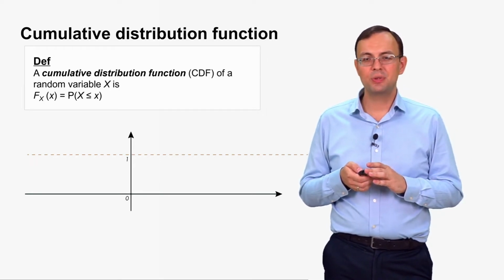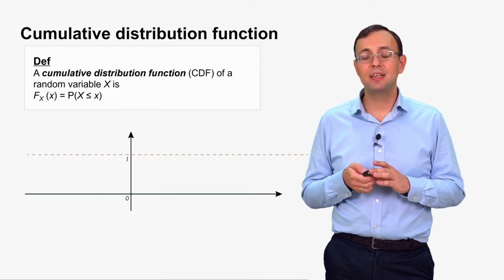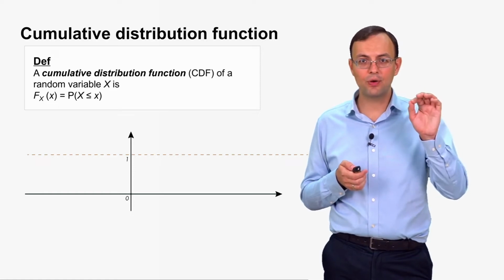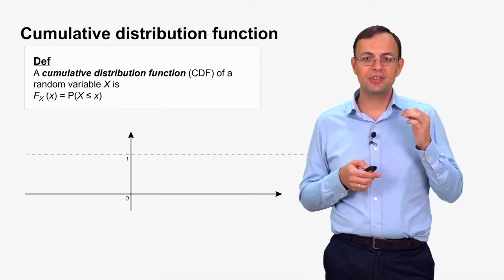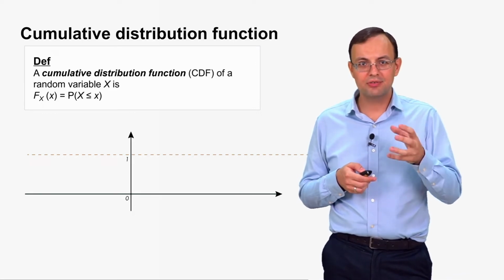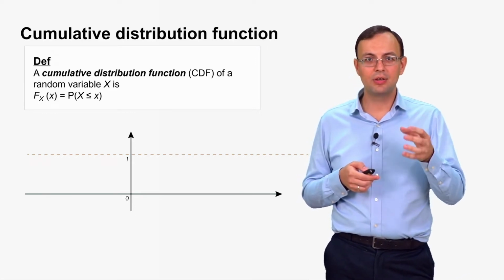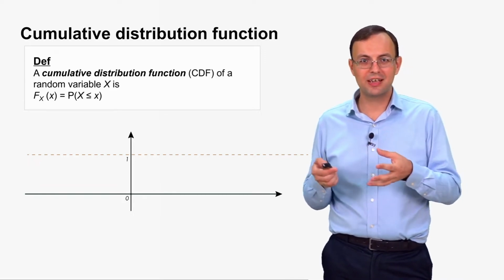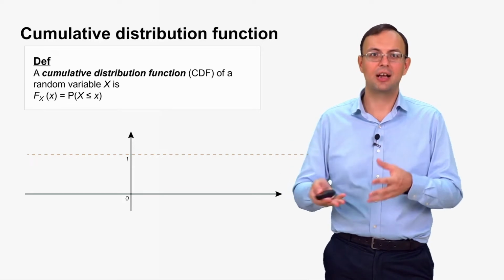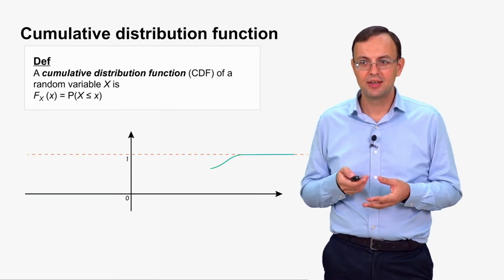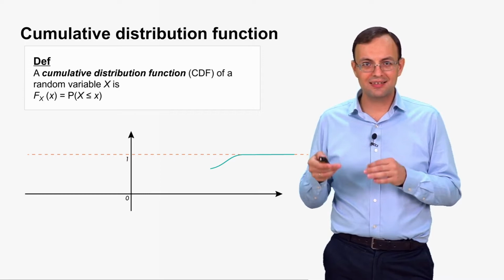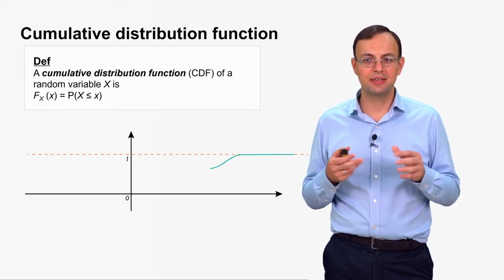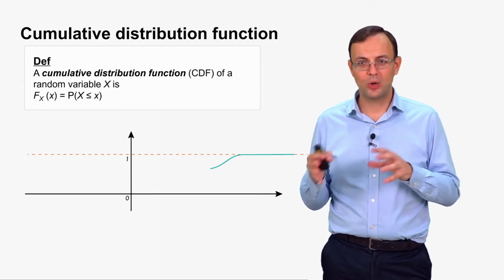So if we substitute plus infinity for x, for small x, so what is f of plus infinity? This is the probability that our random variable will take a value less than or equal to plus infinity. This probability is obviously equal to 1 because all numbers are less than or equal to plus infinity. So at plus infinity, the CDF of any random variable is equal to 1.